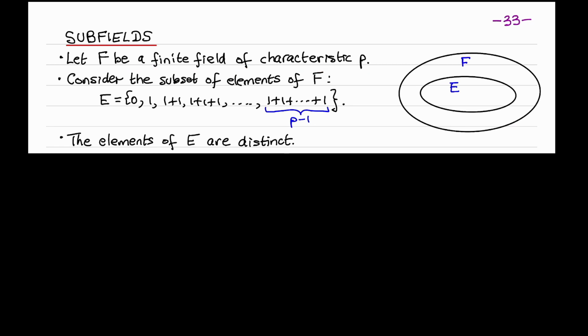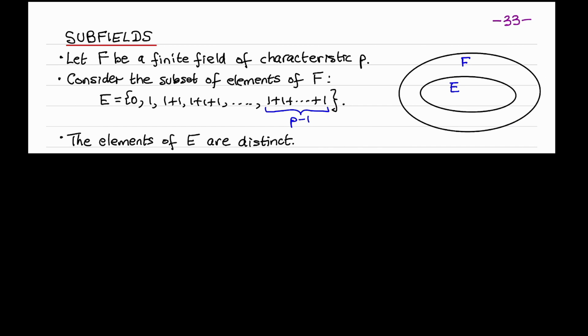I'll consider the subset of elements of F, which I'll call E. The set E is defined as follows. It contains 0, 1, 1 plus 1, 1 plus 1 plus 1, and so on, up to 1 added to itself P minus 1 times. The elements in this list are distinct because the field has characteristic P.